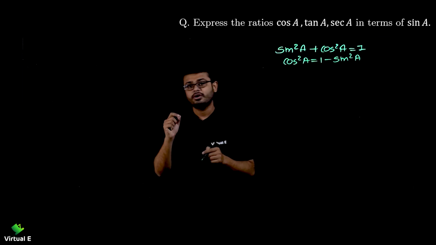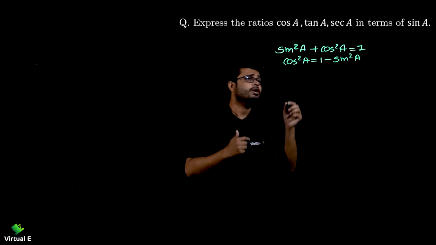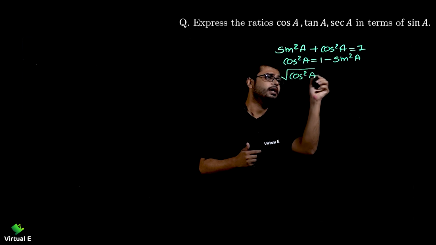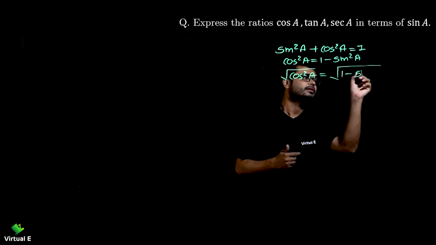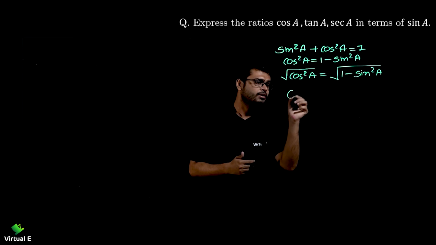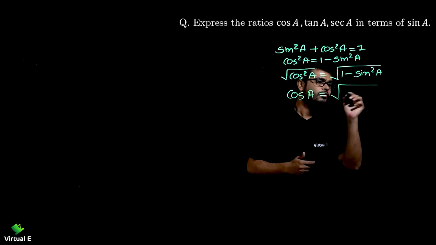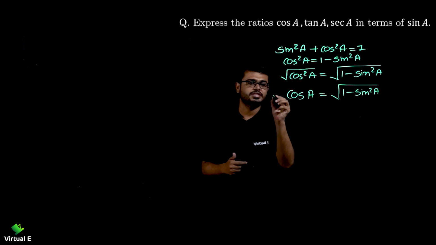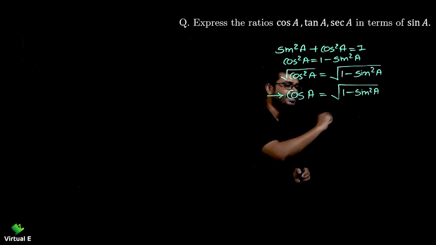But we want only cos A. I told you in the previous session you can take the square root as well. So let's take the square root. So square root of cos square A is equal to square root of 1 minus sine square A. Simple. Here the square root will be cos A, only positive, then square root of 1 minus sine square A. That's the first answer. Cos A is written in terms of sine A.